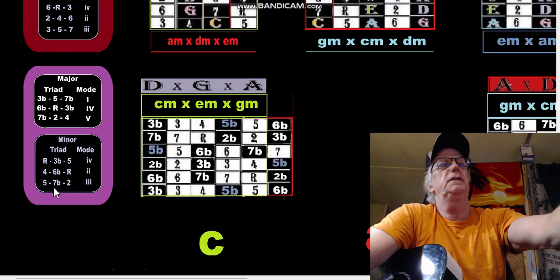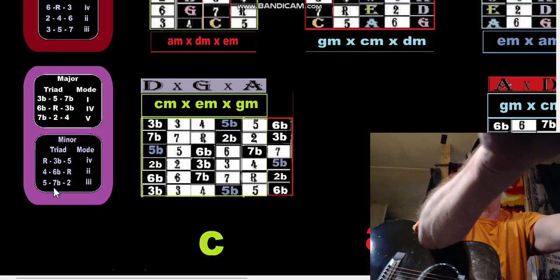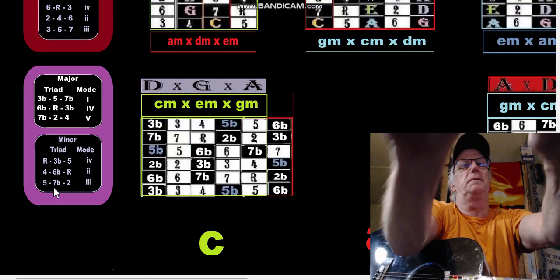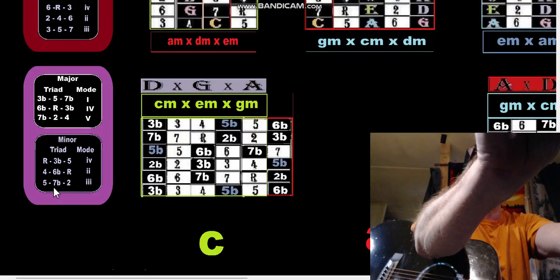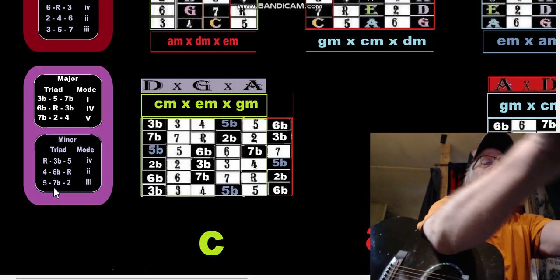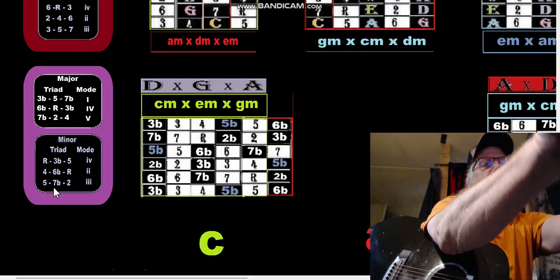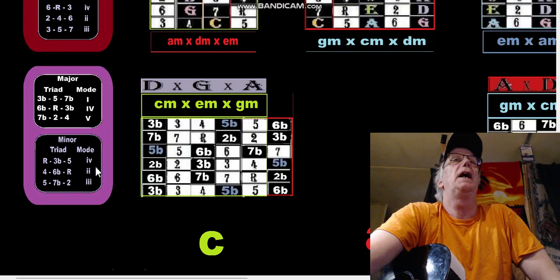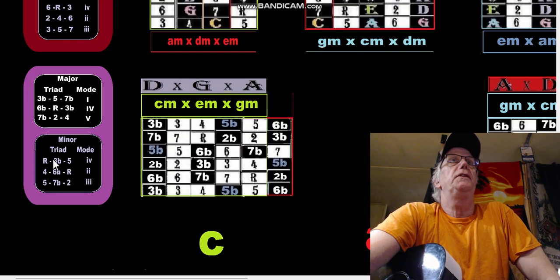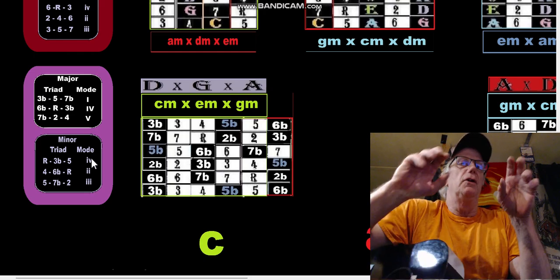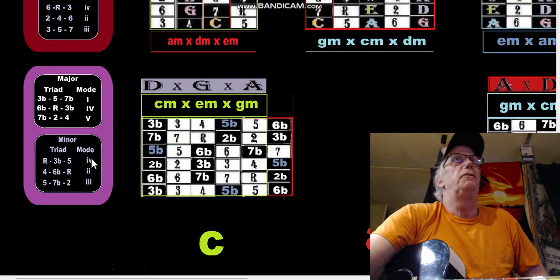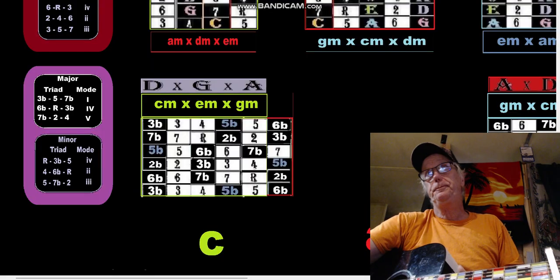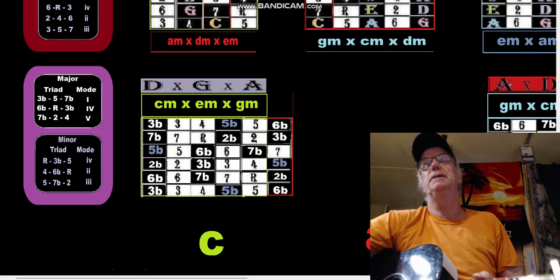Because we've got C. The second minor and the third minor, actually, the 4th of the relative is the second, the 5th of the relative is the third. So right here, that's what we got. The 4th of the relative is the 6th. The 4th of the relative is the second. Okay, we're struggling along here.